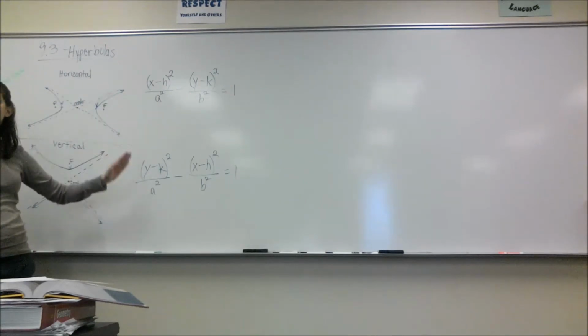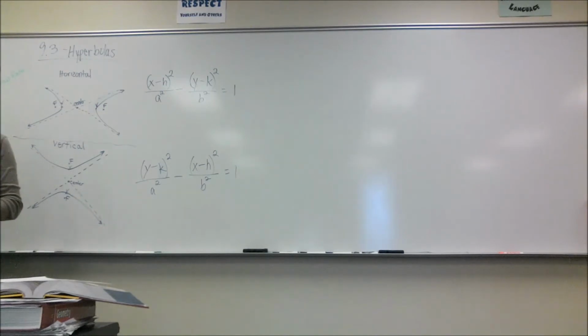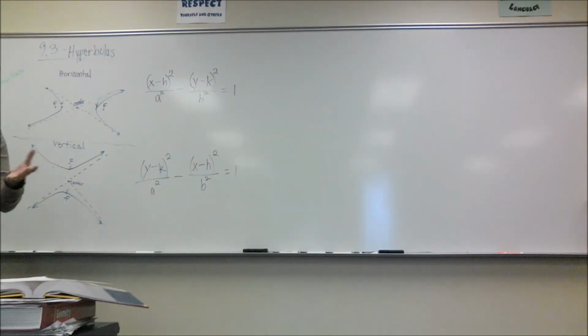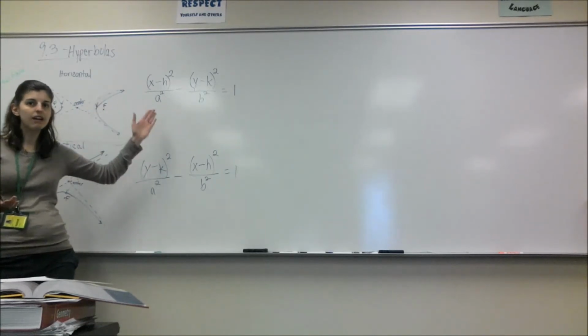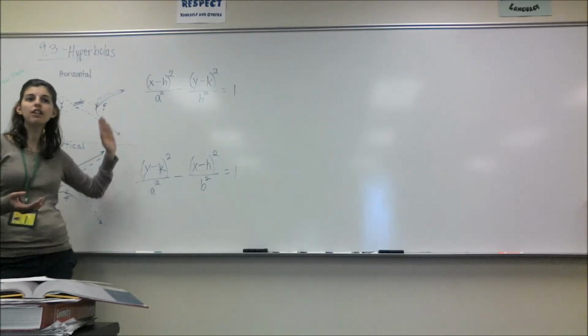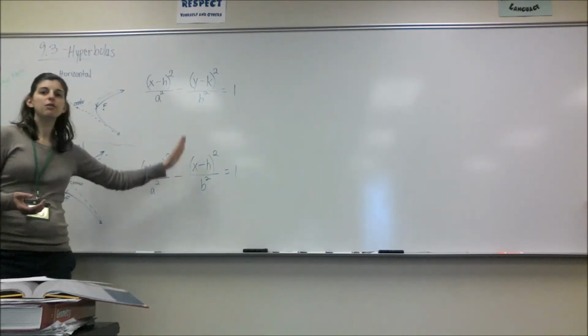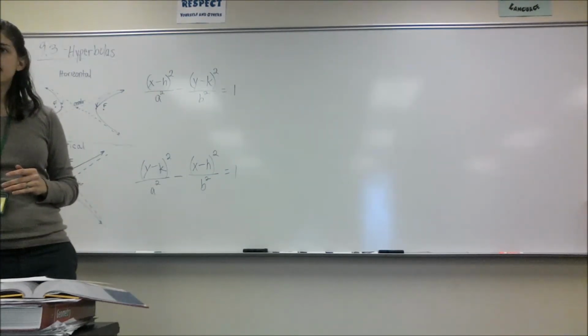And a and b, what do you notice about a and b? What's different here? They stay in the same spot. For the ellipse, they switched. Okay, and that was because the larger value is what determined the direction of the ellipse. Here, the larger value is irrelevant. a could be bigger, b could be bigger. It doesn't matter. a squared is the number that's under the first variable. b squared is the number that's under the second variable for the hyperbola. Okay? Does that make sense?